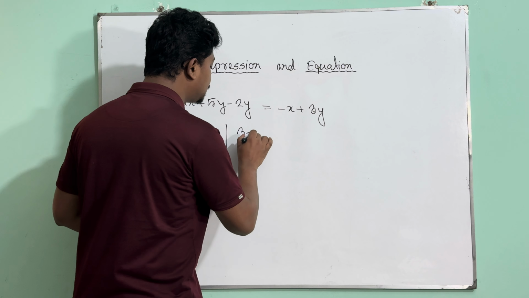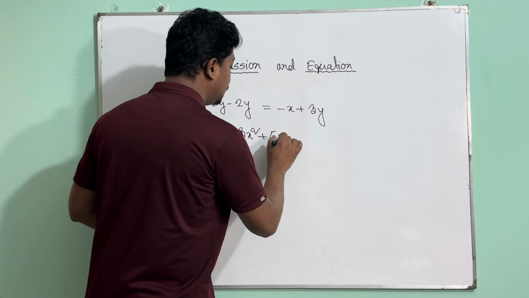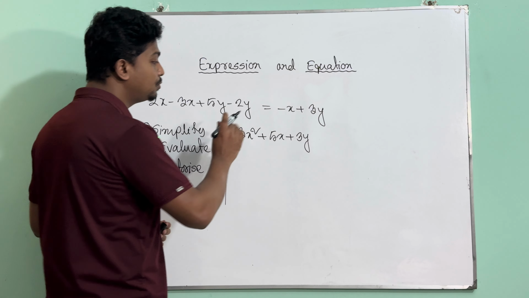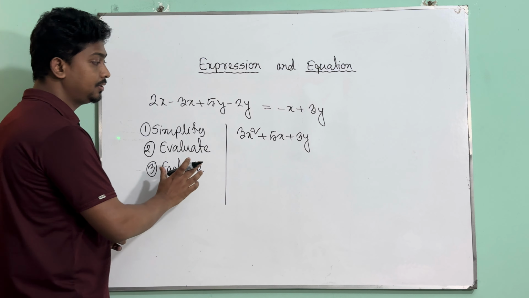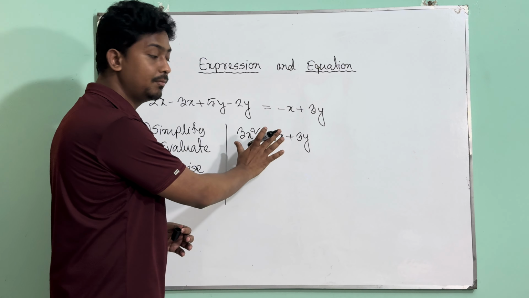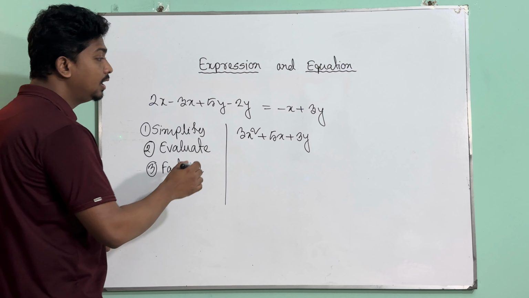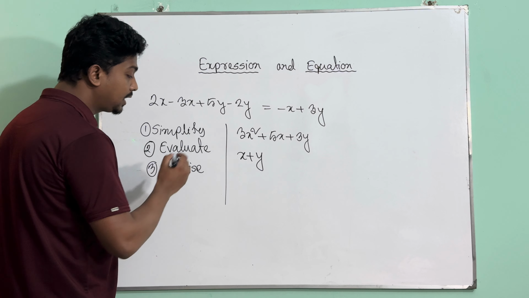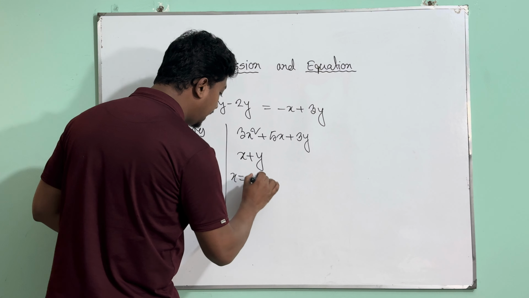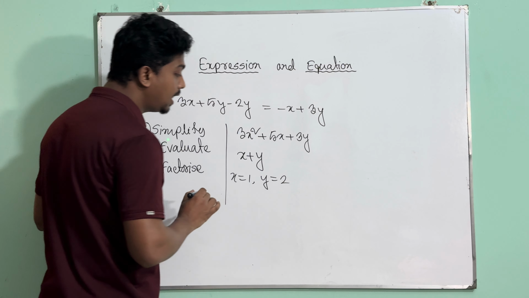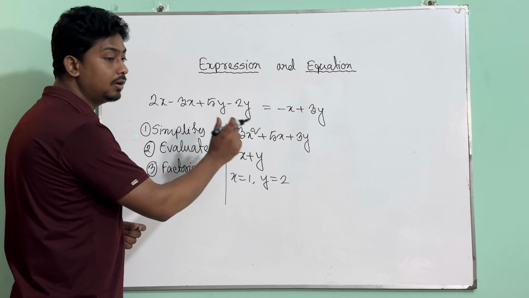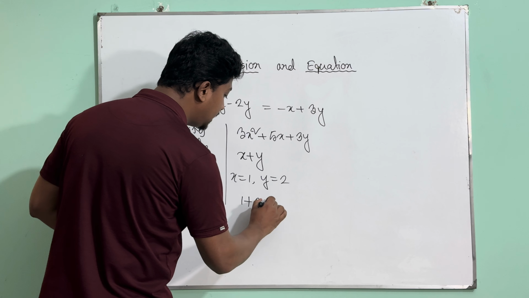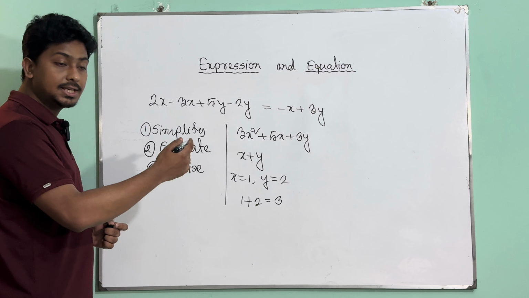For example, we have 3x squared plus 5x plus 3y. All of them are unlike terms. We cannot simplify, evaluate, or factorize anything from here. We just keep them right there. Now, second is evaluation. Let's say we have an expression x plus y. Now, you are given the value of x and the value of y. What you can do is evaluate the value of the expression. You put 1 in place of x and 2 in place of y, and you will have a value 3. So the expression has a value 3, right?